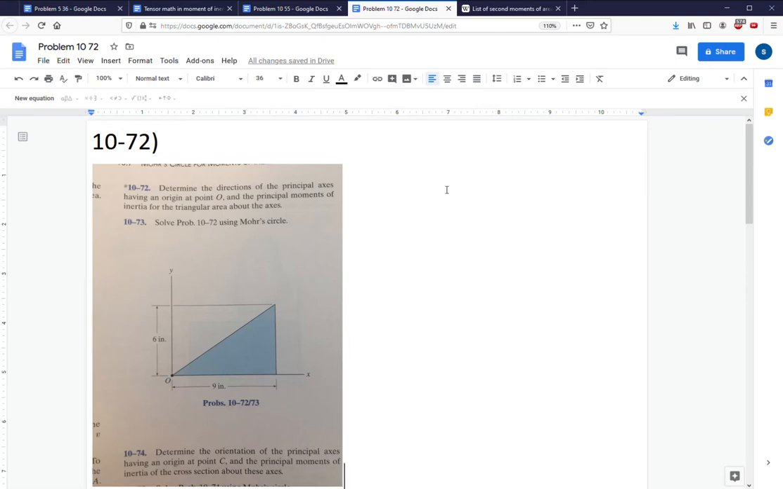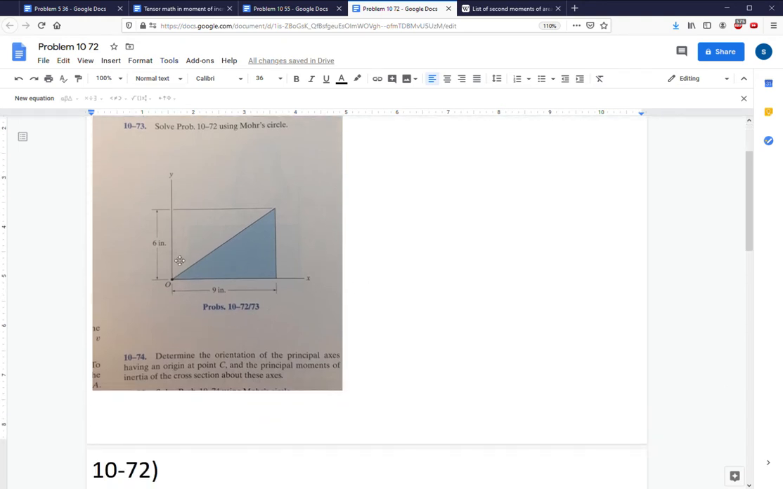Problem 10.7.2. Determine the directions of the principal axes having an origin at point O and the principal moments of inertia for the triangular area about the axes. So to find this, first I'm going to find the moments of inertia in the xy coordinates.